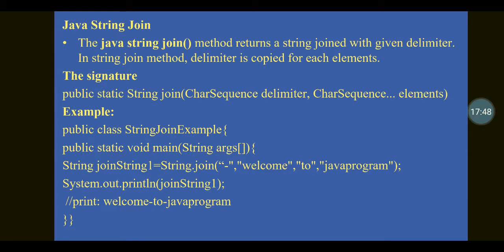The next one is the string join() method. The join() method is used to join the given delimiter with the given strings. For example, String join1 = String.join("-", "welcome", "to", "Java program"). join() is a method available in the String class. Here the delimiter hyphen will be concatenated between welcome and to, and also between to and Java program. When you print this join string 1, you will get the result as welcome-to-Java program.